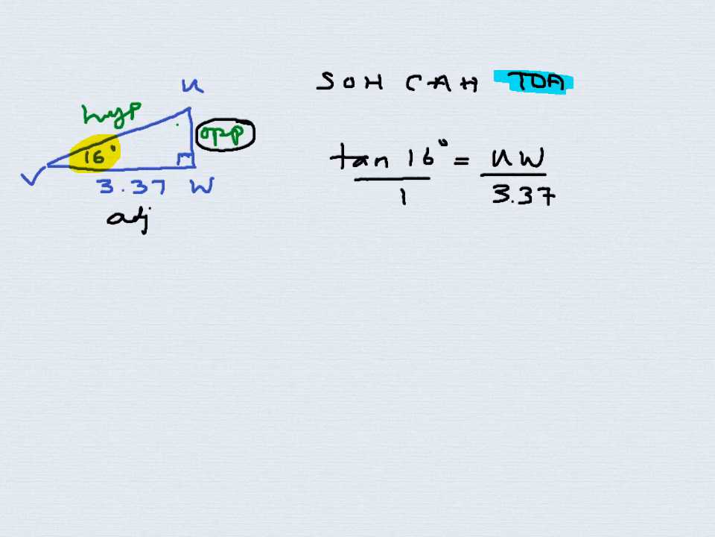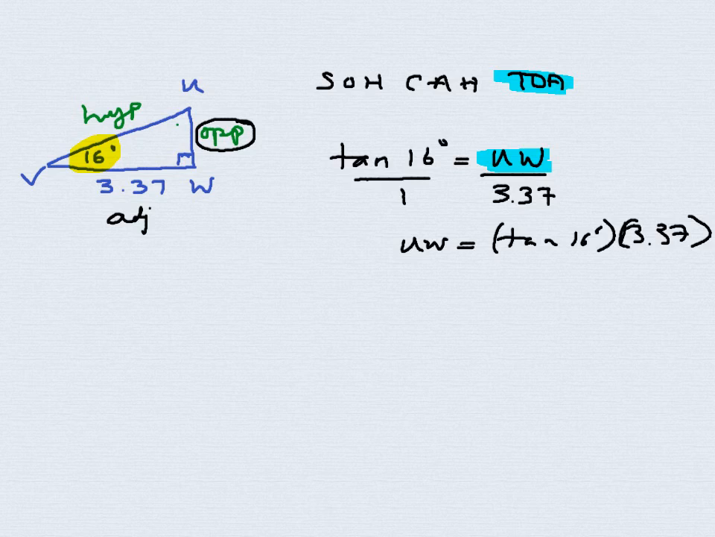To solve for UW, you're going to again multiply. The unknown in this question remains on the top still. So to solve for any answer that's on the top, you will always end up doing a multiplication mathematically. So UW is found by taking the tan of 16 degrees, make sure it's always in degree mode, and multiplying that decimal value by 3.37.